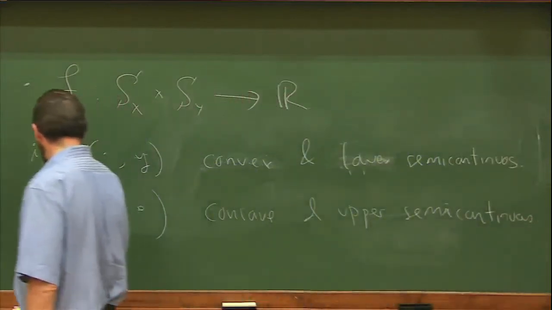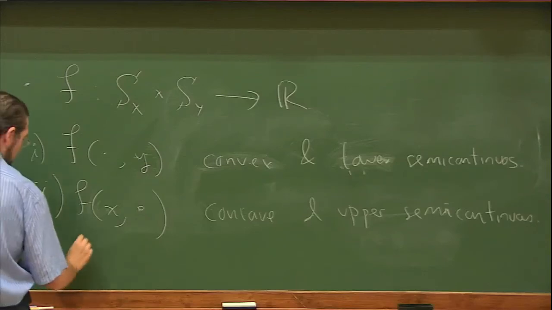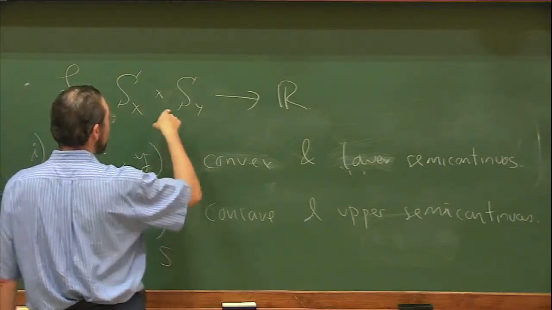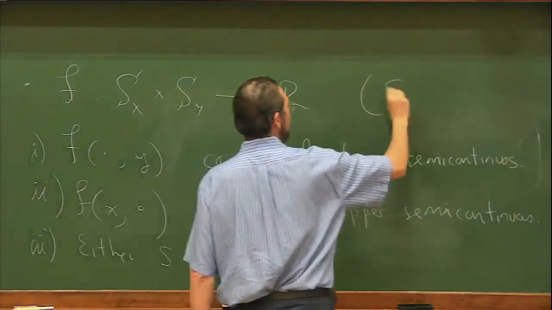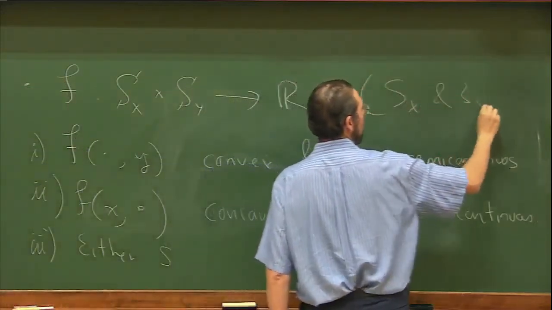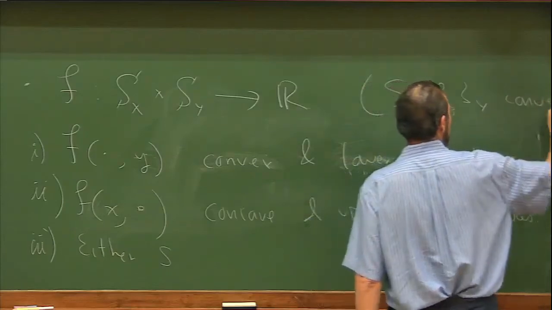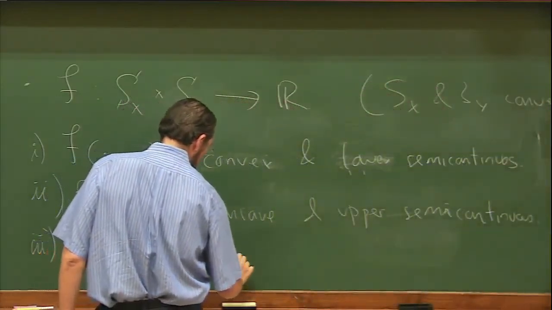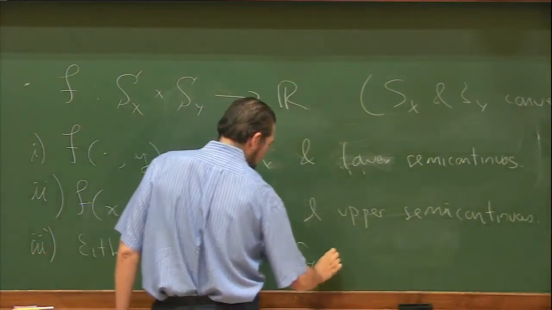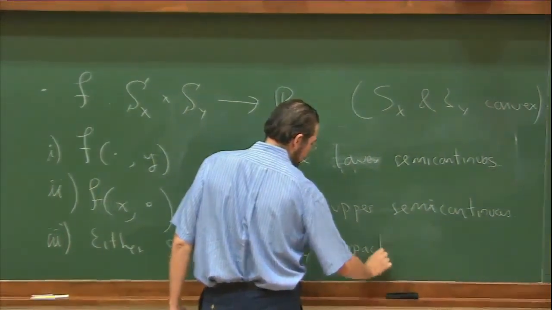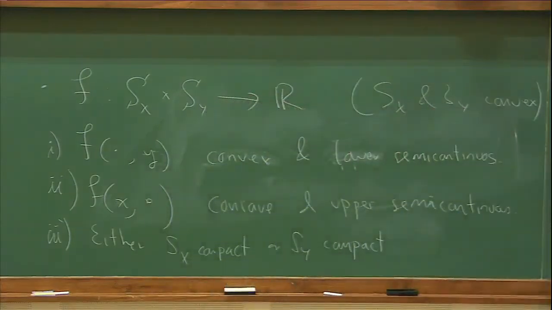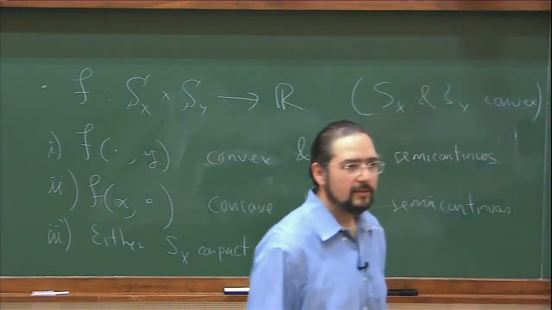And you need S of X and S of Y to be convex. And you need either S of X compact or S of Y compact. That's the form in which you use it. There are many extensions and different forms, relaxing, for example, the convexity to quasi-convexity, etc.